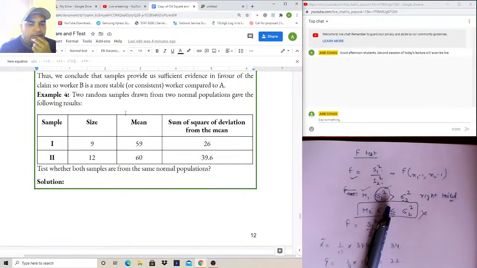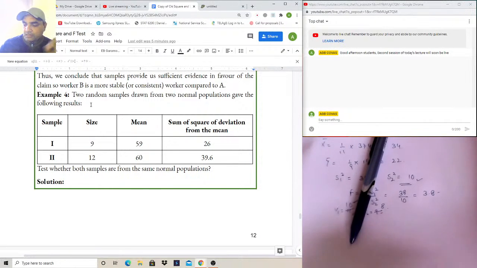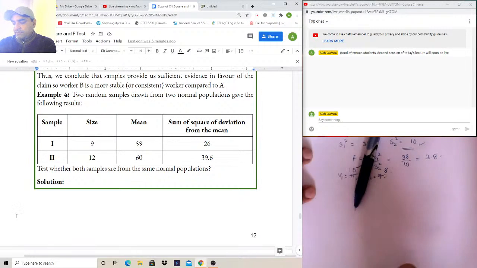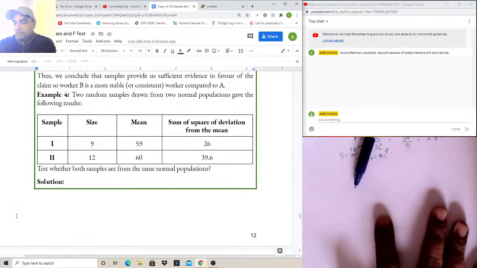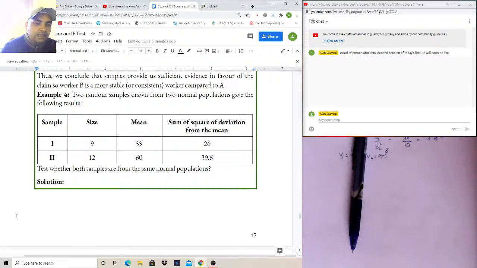Now we will be taking up another angle of this, so that you will understand from this example. In this particular example, this is example number 4 of this lecture. Here it is given that two random samples drawn from two normal populations gave the following results.